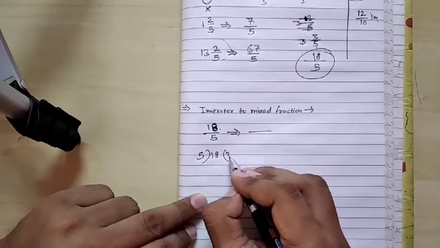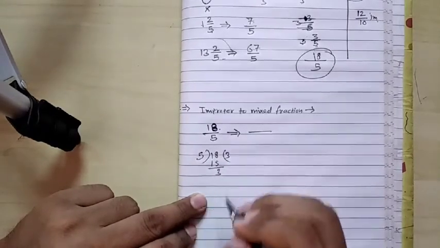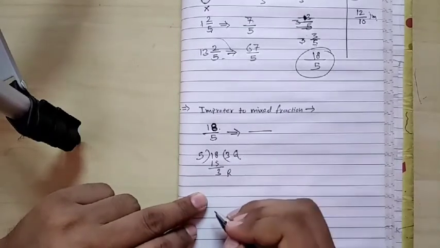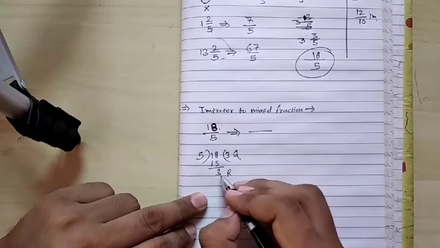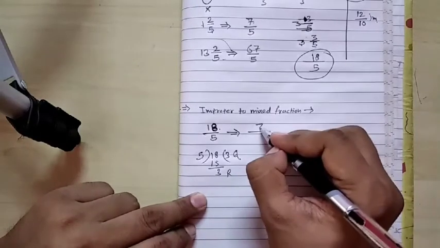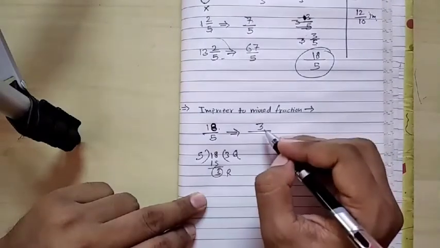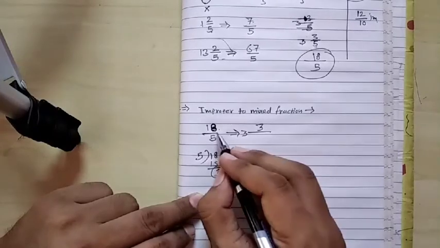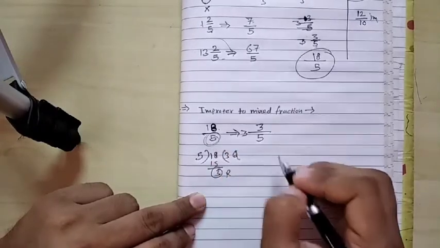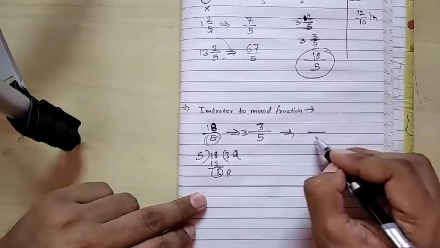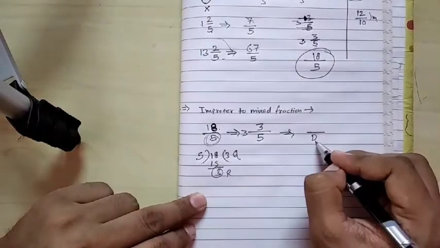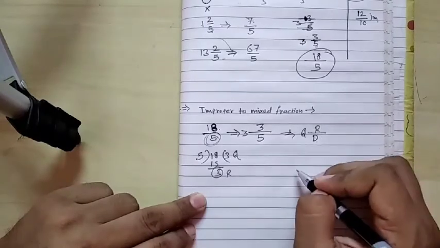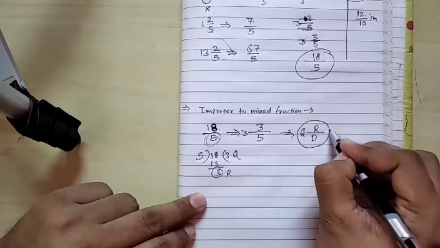Okay, 5 3s are 15. What is left? 3. So this is the remainder and this is the quotient. Got it? So this remainder 3 will come here. We will write this 3 here. Okay, and this quotient, this 3, will come here, and the denominator will remain the same. So what we have got is that here we will write the denominator, here we will write the quotient, and here we will write the remainder. Got it? Remember this thing.